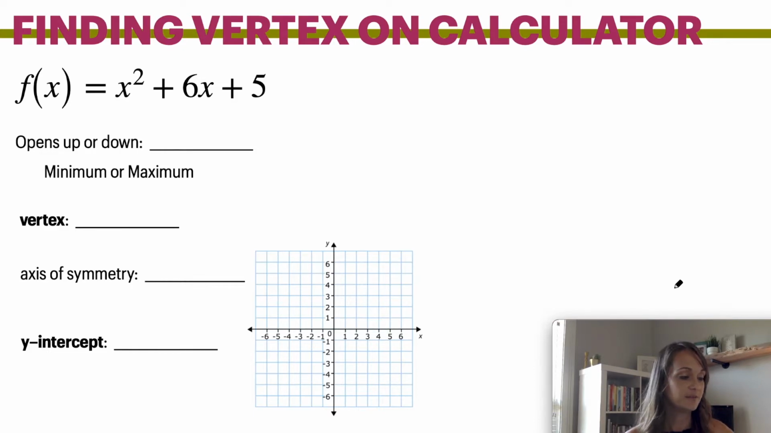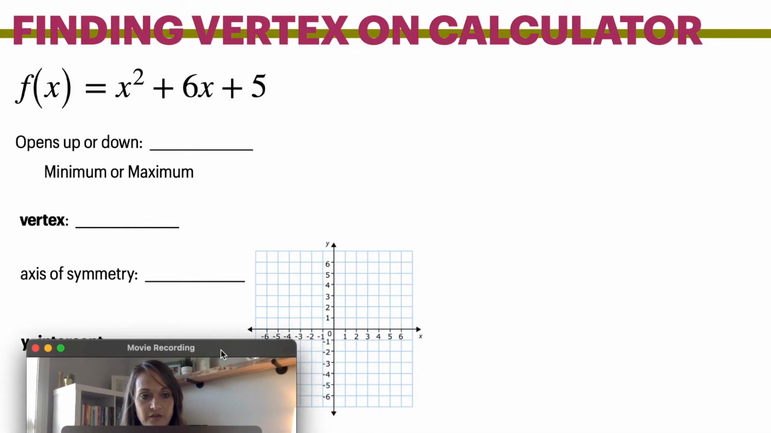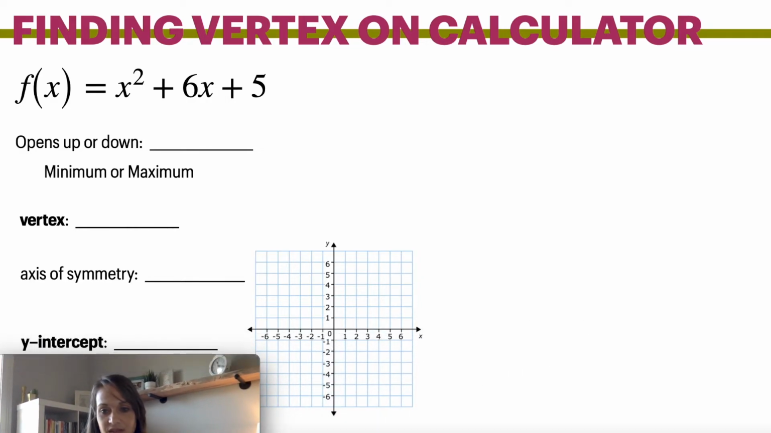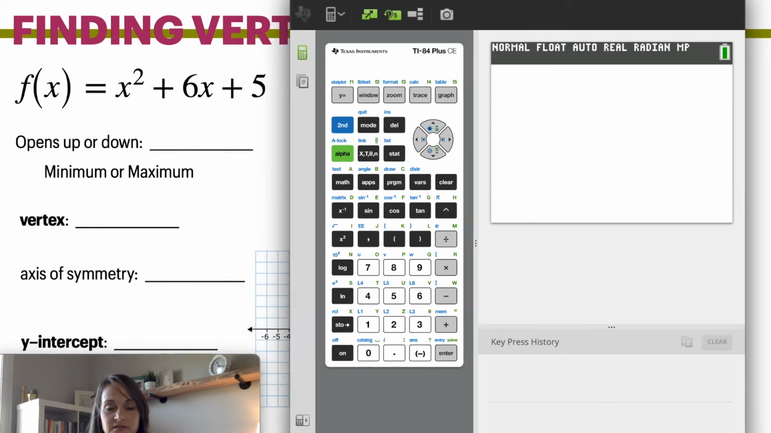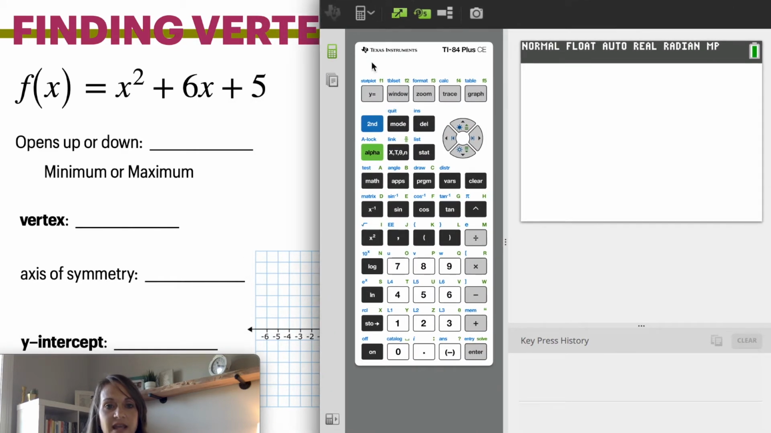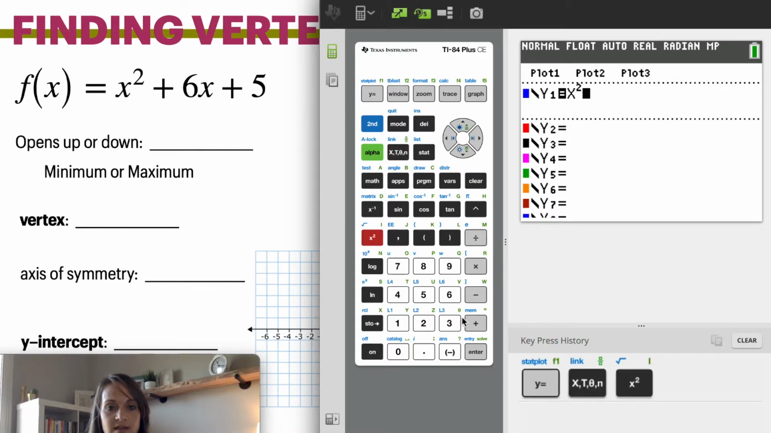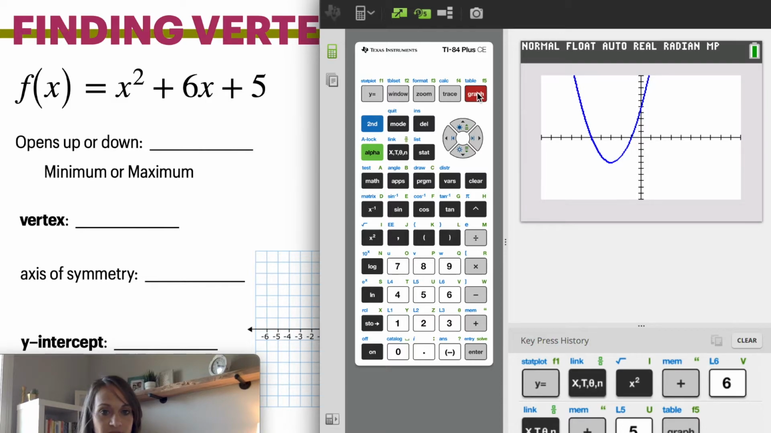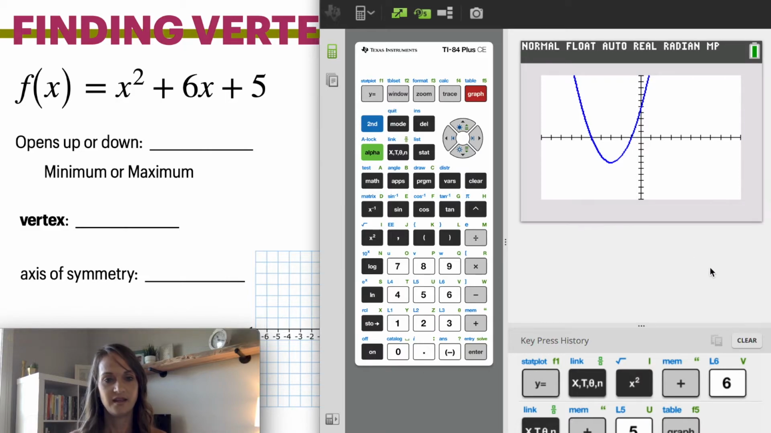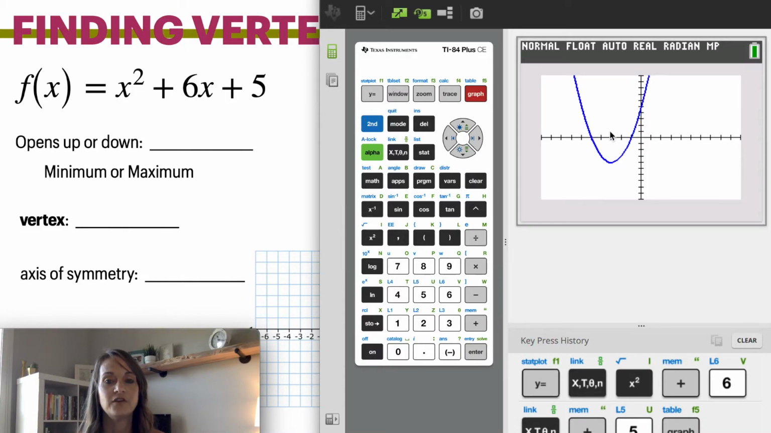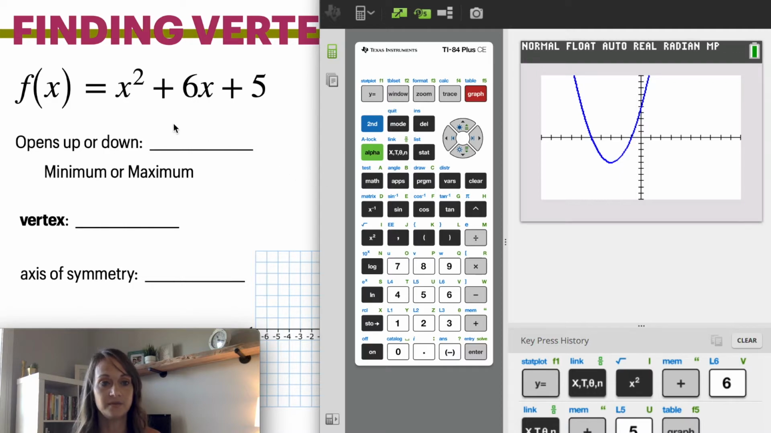There is another way to be able to find the vertex using a calculator. So I'm going to move myself over there. If you pull up a calculator, if I go to y equals and I type in x squared plus 6x plus 5, and if I graph that parabola, that polynomial, first we know that it opens up.